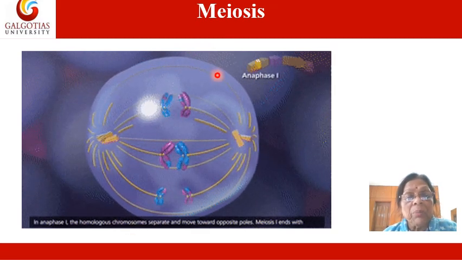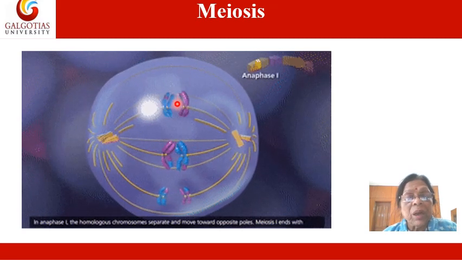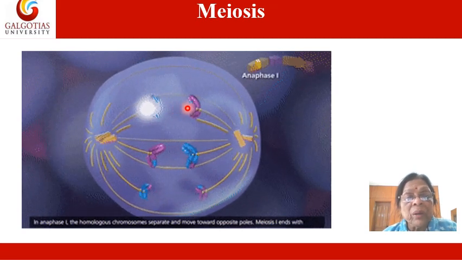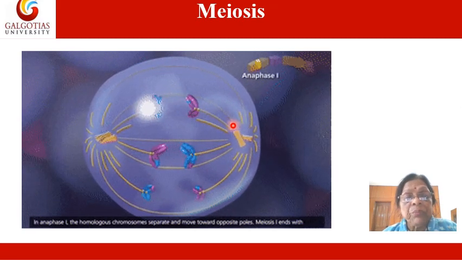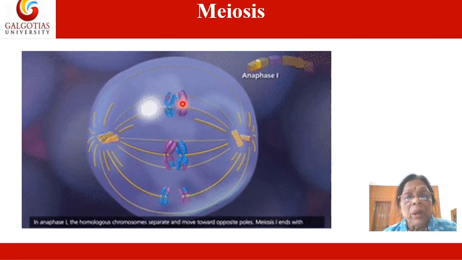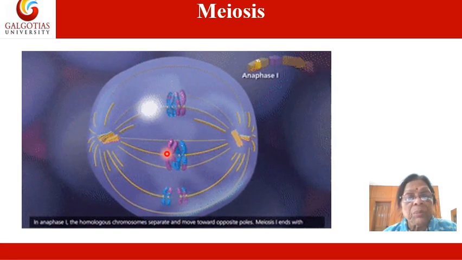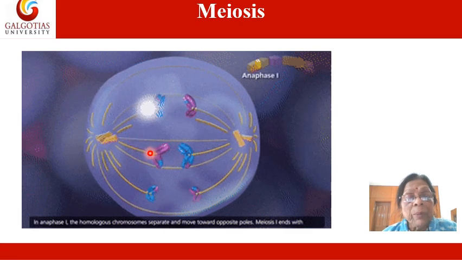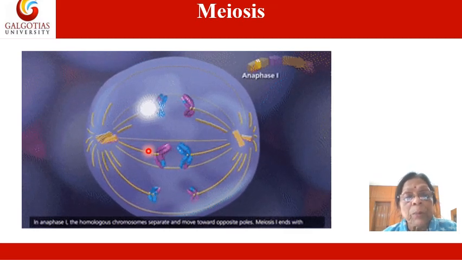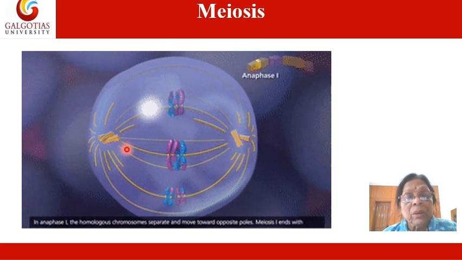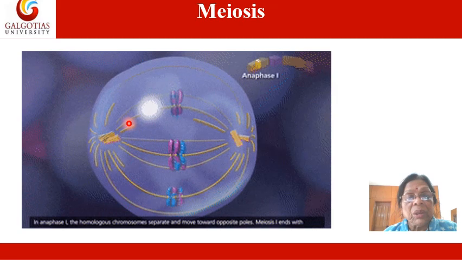We can see how the tetrads are separating, the chromatids are moving to both the sides, and this is actually Anaphase 1. This slide is showing Anaphase. This part is Anaphase 1 when the chromatids start moving to both the poles, and so this is how this process of meiosis is taking place.